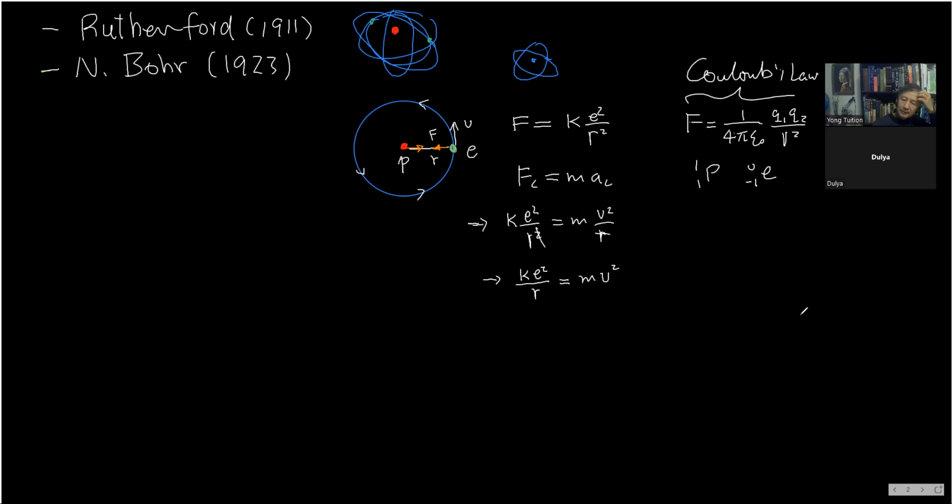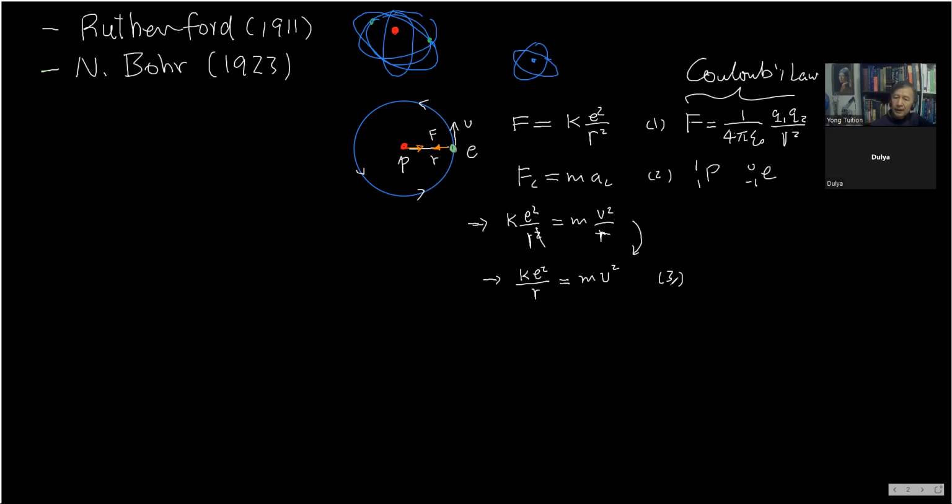Can you see that? From here to here, can you follow me? Okay, and so this is a very important formula. Can you see formula 1, formula 2, formula 3? This is a very important formula we're going to use. Bohr is going to use this formula to build his theory.